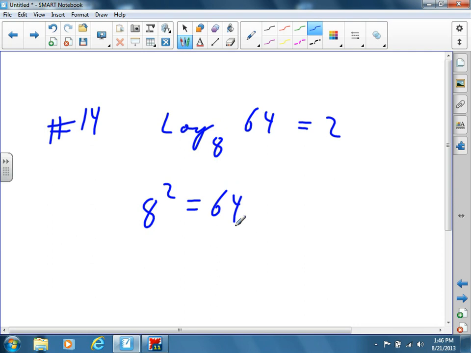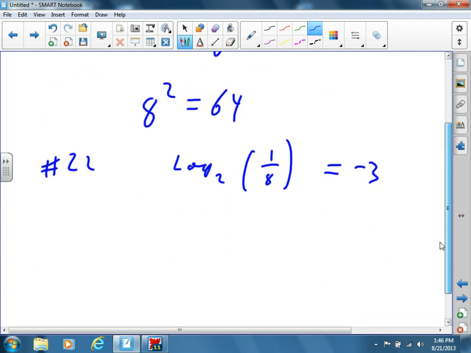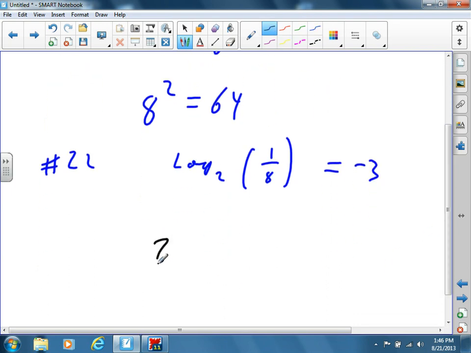Oh, that was pretty bad. We'll do number 22. Log base 2 of 1/8 is minus 3. So we'll write 2 to the minus 3 is 1/8.